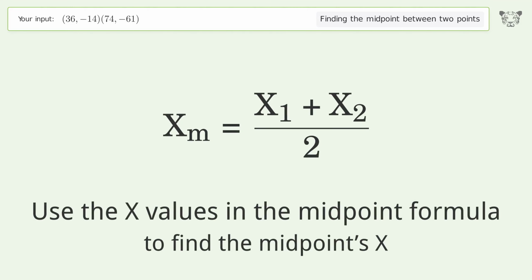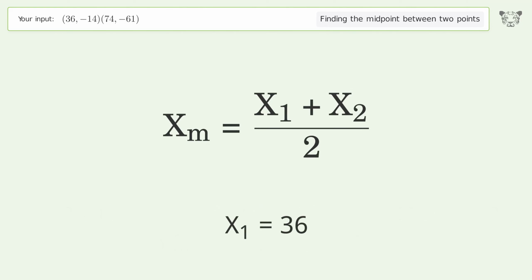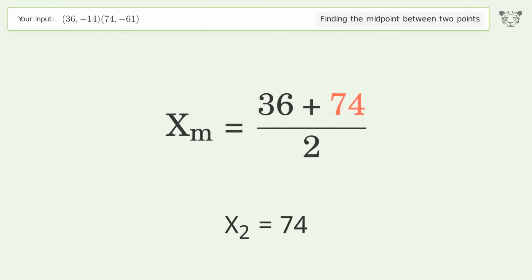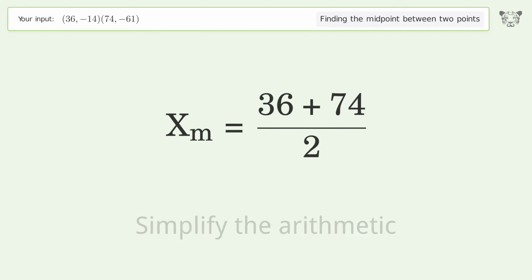Use the x values in the midpoint formula to find the midpoint's x. x1 equals 36. x2 equals 74. Simplify the arithmetic.